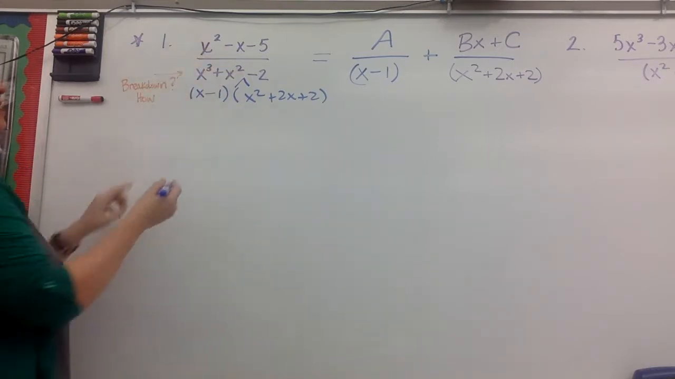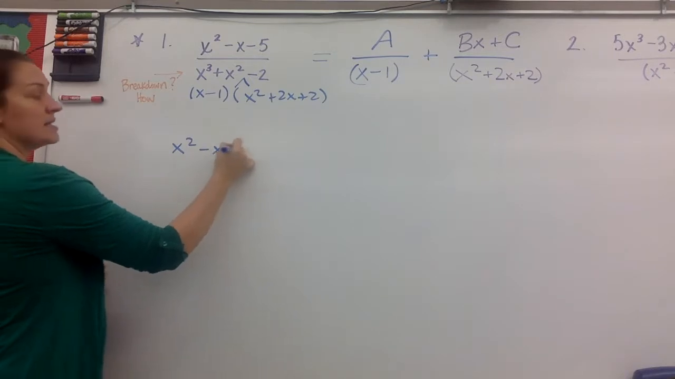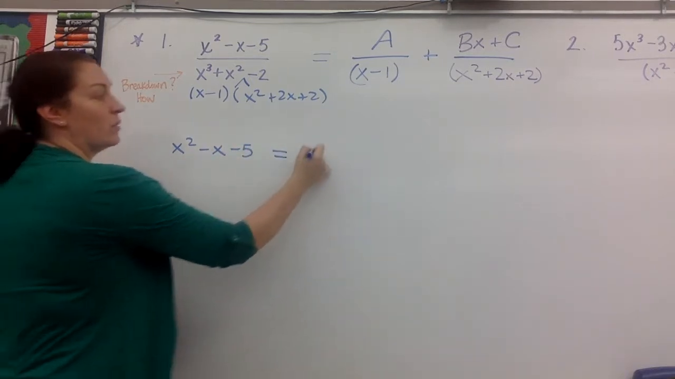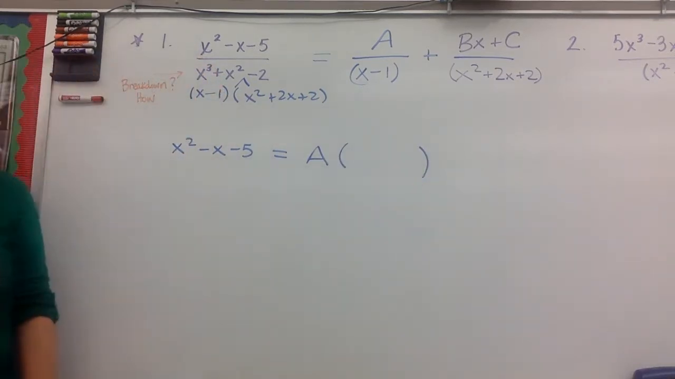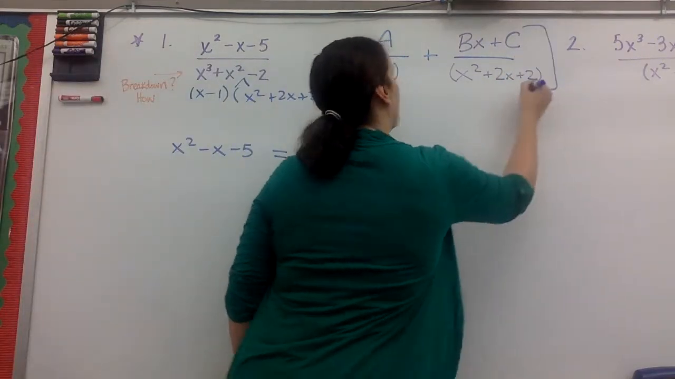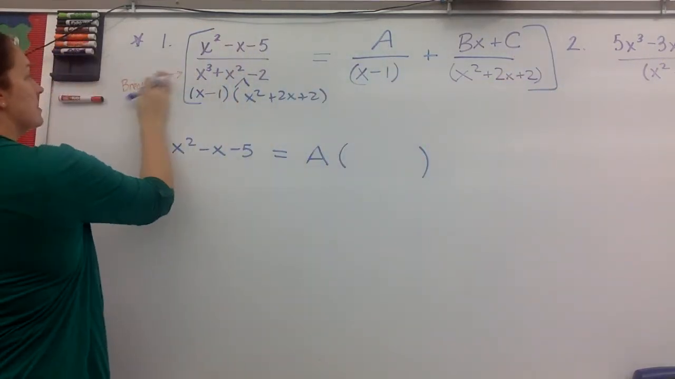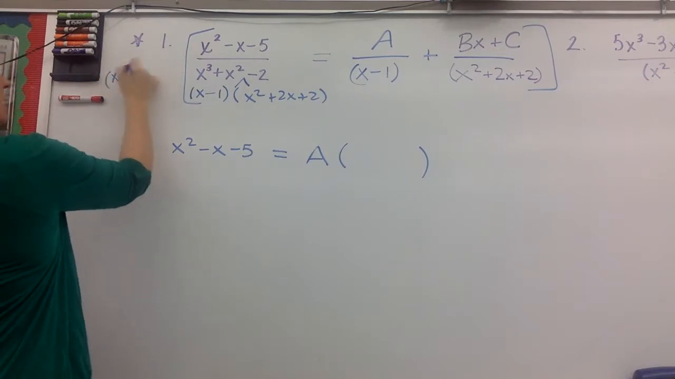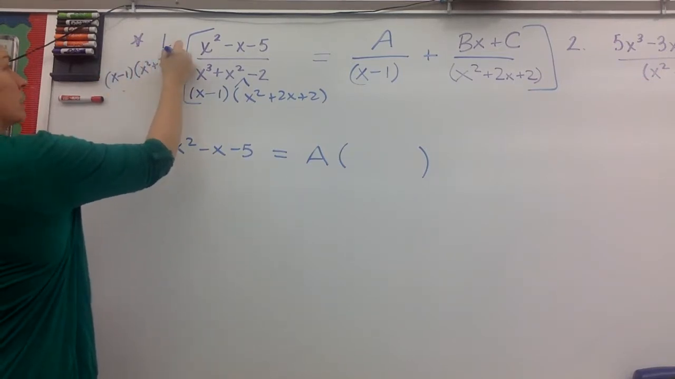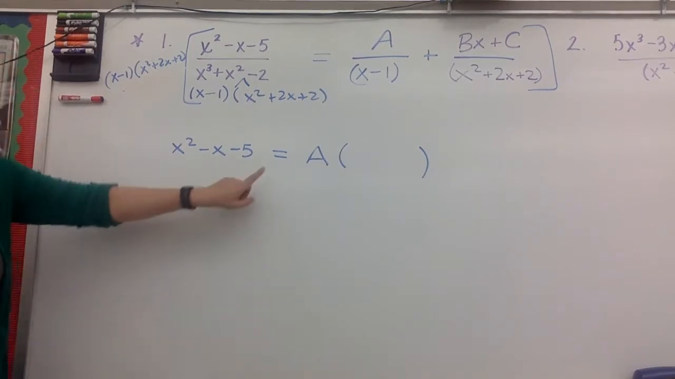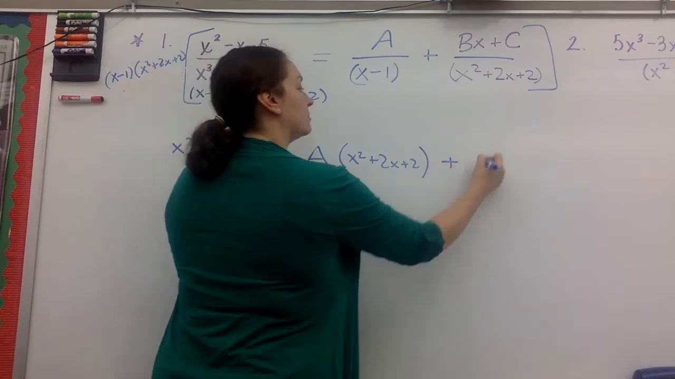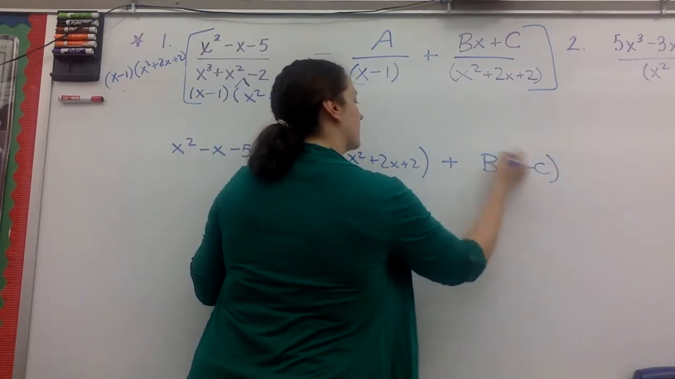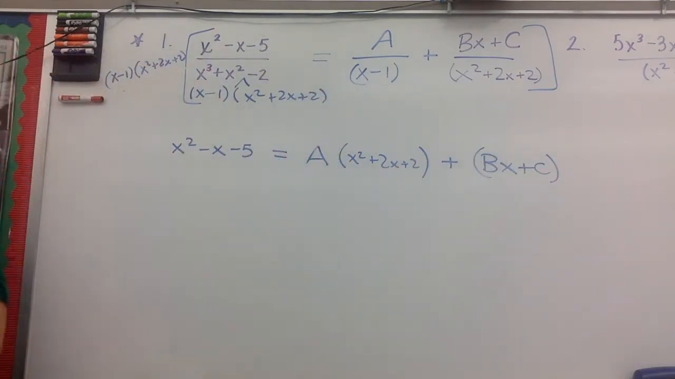So now, if I go across the top, I get x squared minus x minus 5 is equal to a times what? What am I missing to get the LCD for a? Right, remember we have all this going on like this, and then we multiply by the LCD. So a is missing x squared plus 2x plus 2. What is bx plus c missing? X minus 1.